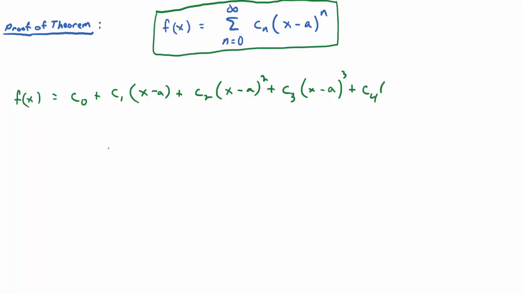Okay, c4 times (x minus a) to the 4th power. Let's go to 5, I guess. c5 times (x minus a) to the 5th. Agreed? That's what the original definition of a power series looks like longhand. Let's take derivatives. Plus dot, dot, dot.